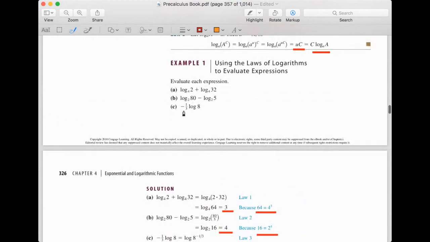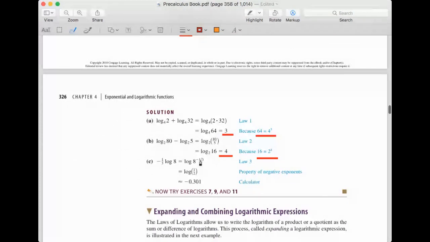Let's see the third one. Third one, we have negative 1/3 of log 8. So this number, we can move back to be the exponent of 8. Oh, by the way, this log has no base. That means the base is 10.